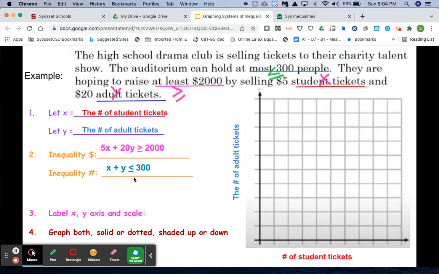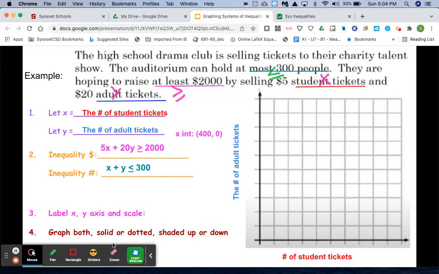Now it's time to graph these inequalities. We'll start by graphing the boundary line, 5X plus 20Y equals 2,000. I could solve this for Y. I could use my calculator, or I could use the slope and y-intercept, or I could use the x and y intercepts. And I think I might do that. So if I cover up the y, I get 5x is equal to 2,000. When I divide by 5, I'll get my x-intercept. 2,000 divided by 5 is 400. My x-intercept is (400, 0).